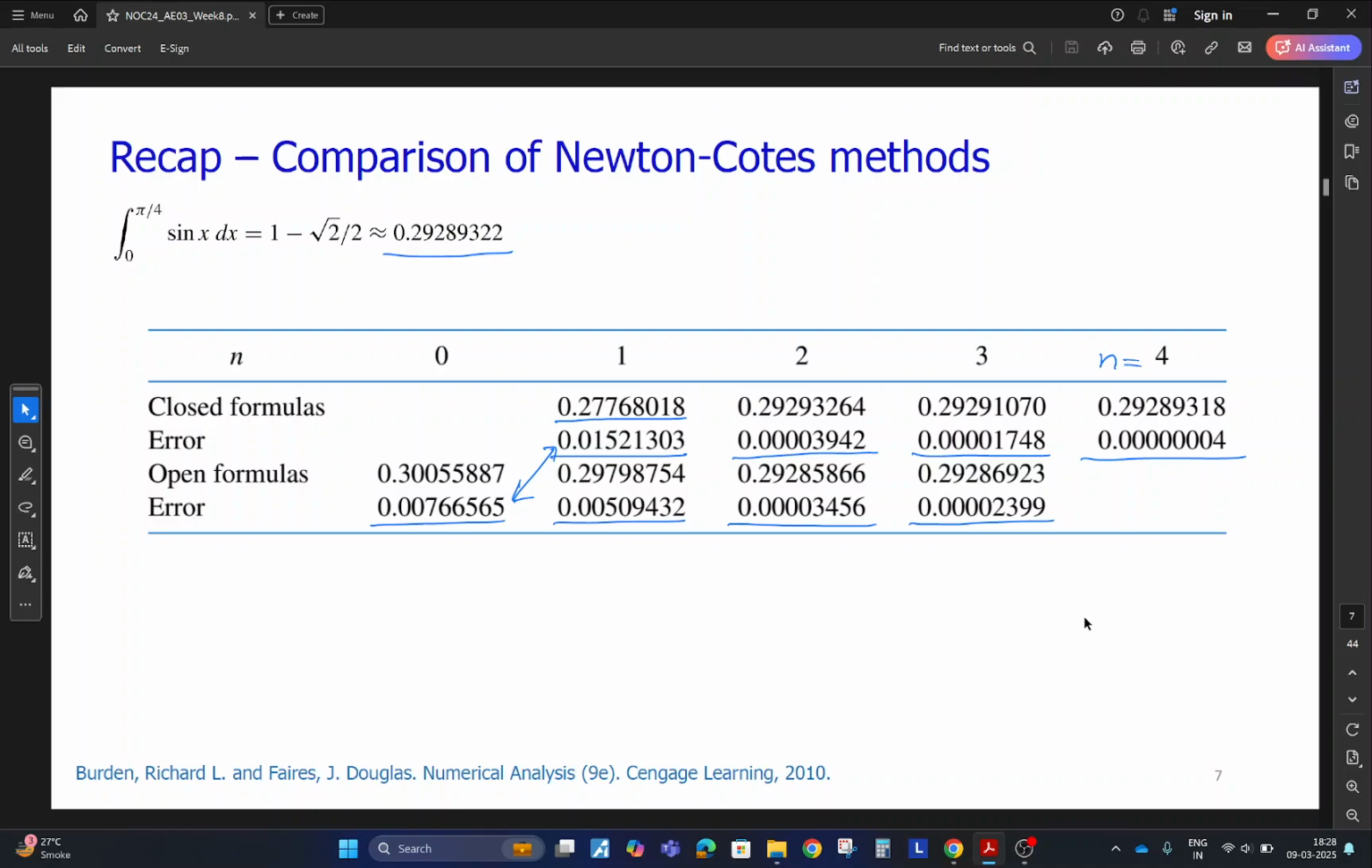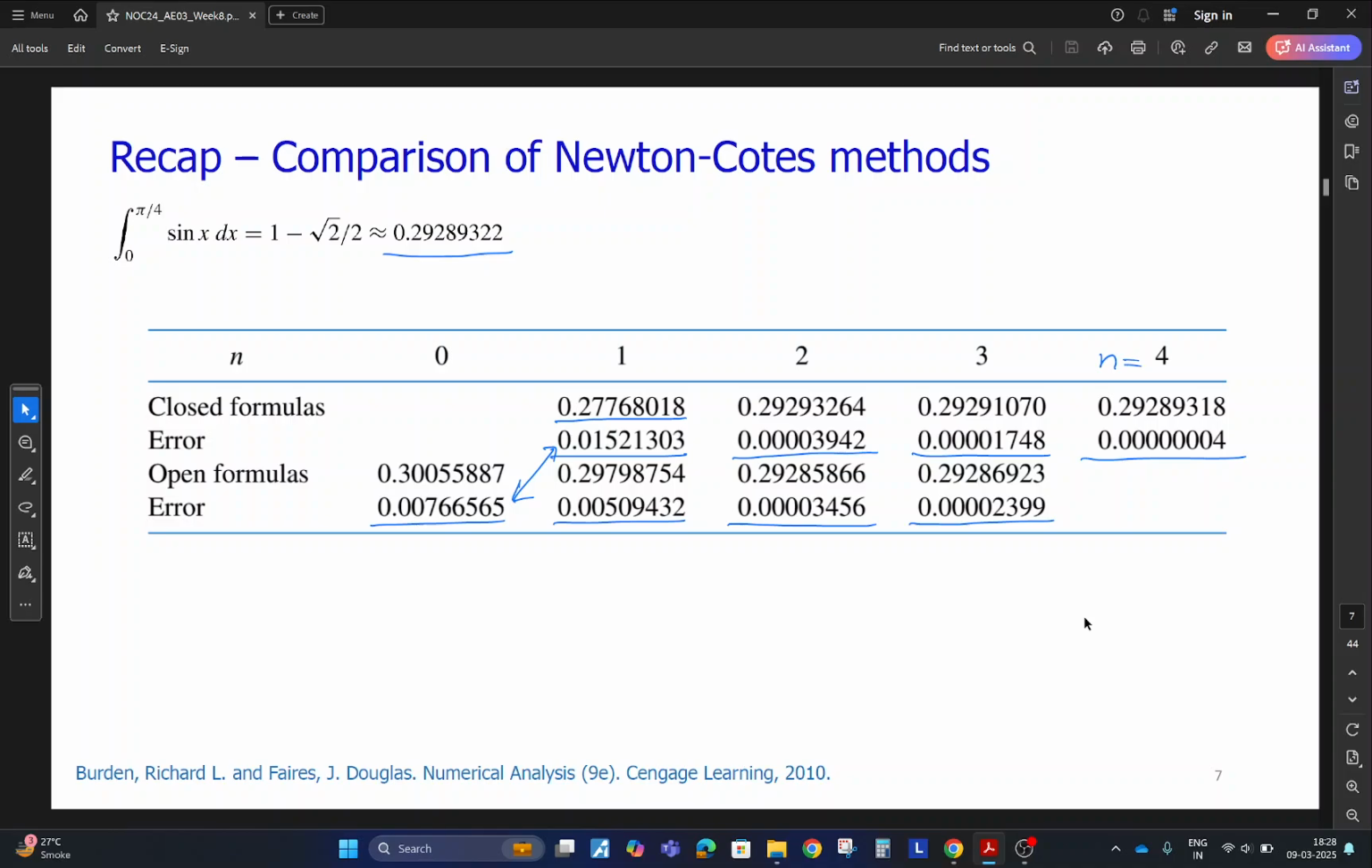And just to compare both the closed and the open Newton-Cotes methods, along with the various values of the parameter n, here is a comparison of the evaluation of the area under a simple, elementary integrable function, sin x, in the interval 0 to pi by 4. The reason for the choice of this function was because it can be easily calculated, and so we already are aware of the exact area that this curve encompasses, and so we can have a very good estimate of the performance of our numerical methods.